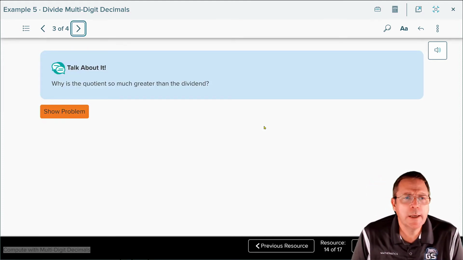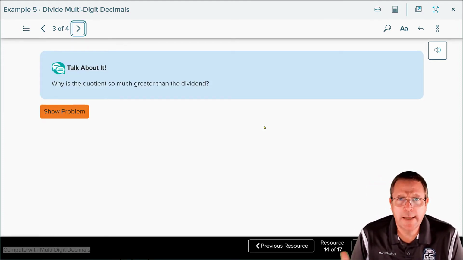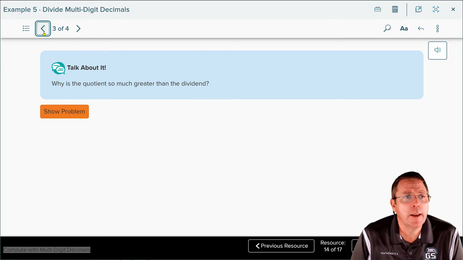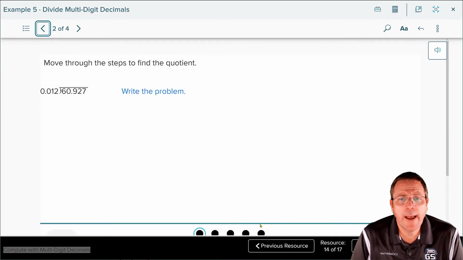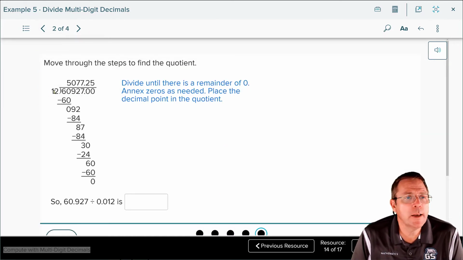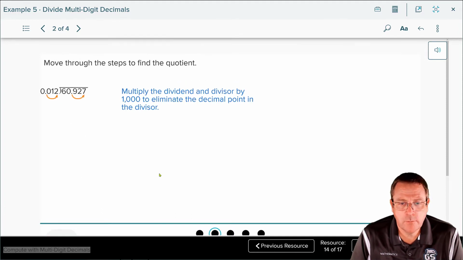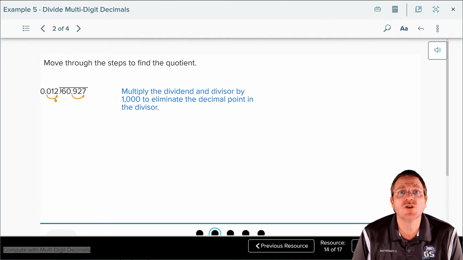Now, the problem did ask, why is the quotient, that's the answer to a division problem, so much greater than the dividend? The dividend is the number that's being divided. And the reason for that, if we went back to the original problem and looked at it, is because the divisor, the number we're dividing by, is teeny tiny. And when you have a number less than 1 that you're dividing into the number, your answer is going to be bigger than the number that you actually started with.